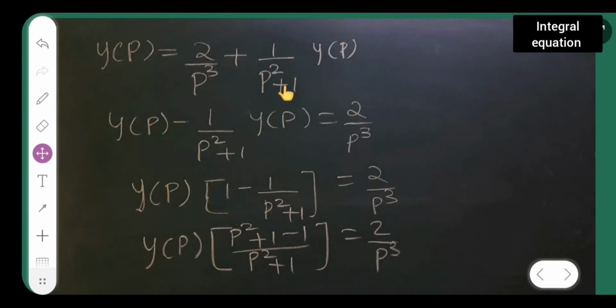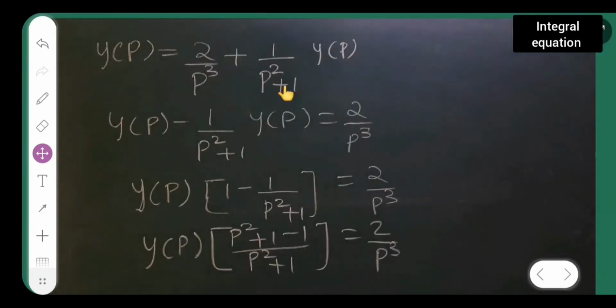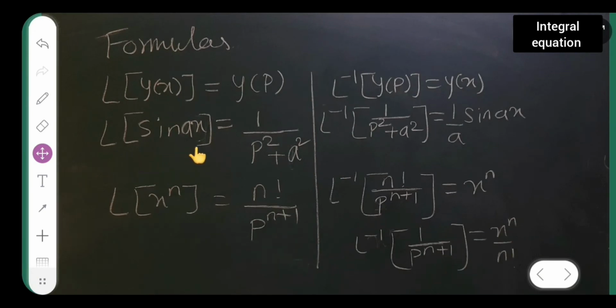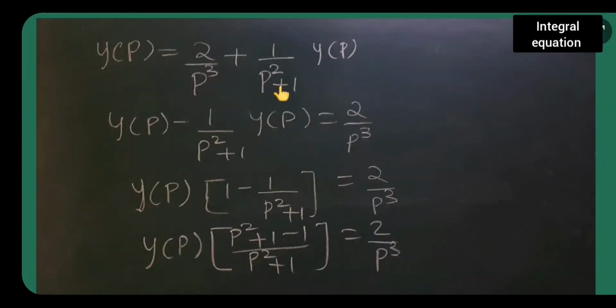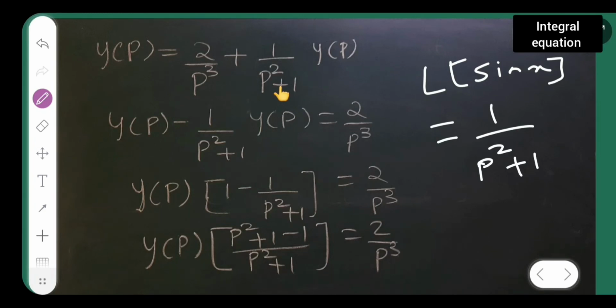Now plus 1 upon... how am I getting this Laplace of sine of x? Let me see the formula first. So I have applied this formula. Laplace of sine of ax is equal to 1 upon p square plus a the whole square, right? So the same way I will be applying it there. Laplace of sine of x, so it is 1 of x, so 1 upon p square plus 1 square it was. So I am writing it as p square plus 1.